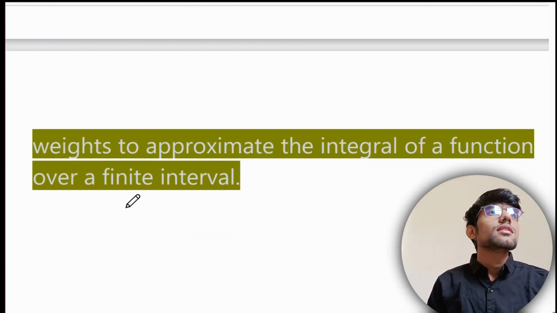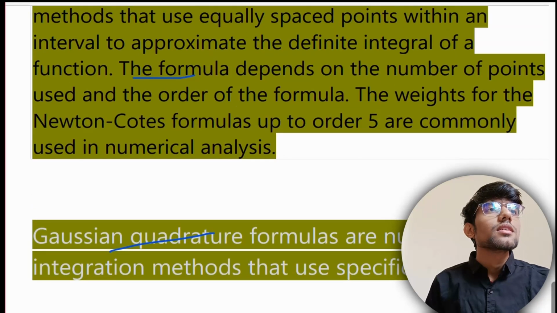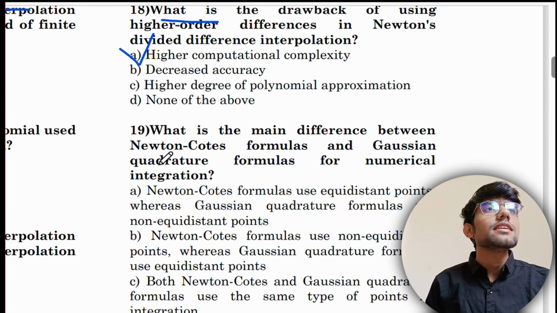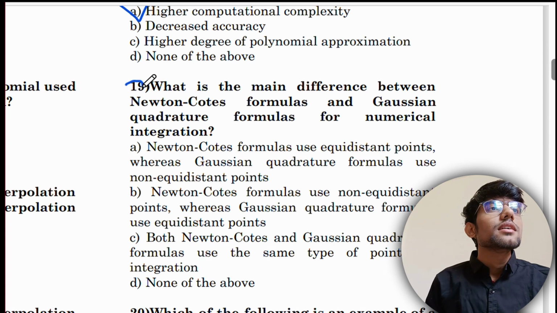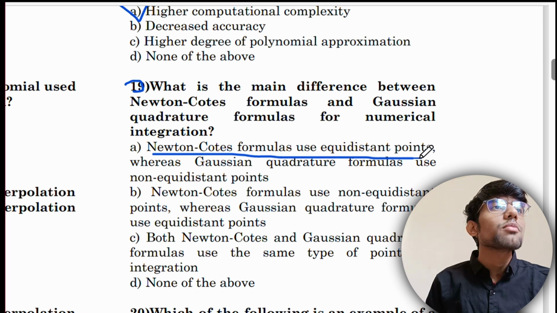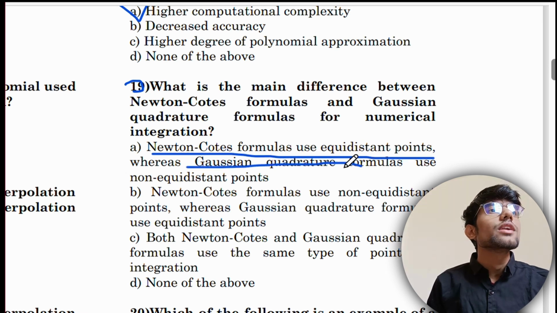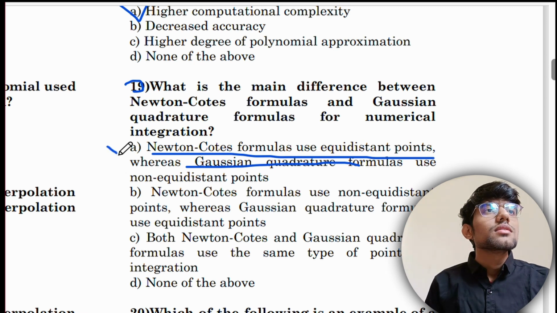So what the option for the 19th question here will be: Newton-Cotes formulas use equidistant points, whereas Gaussian quadrature formulas use non-equidistant points. So the option is A only.